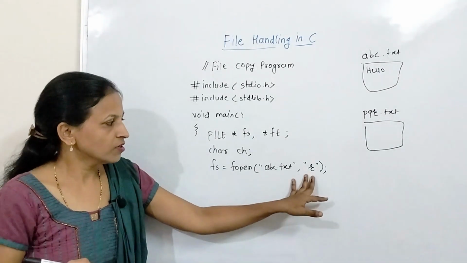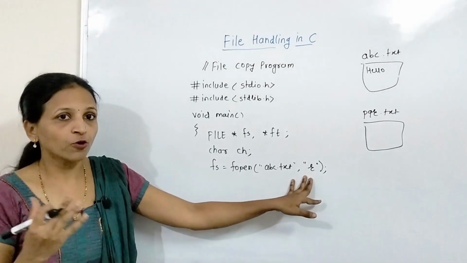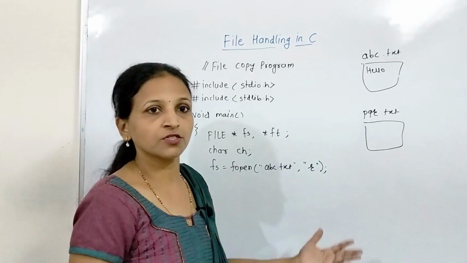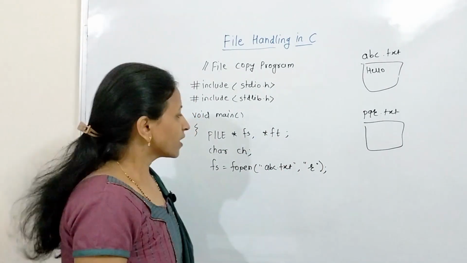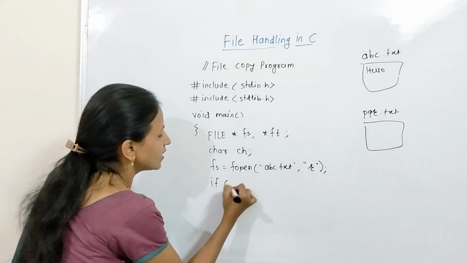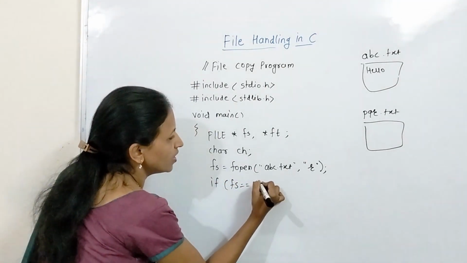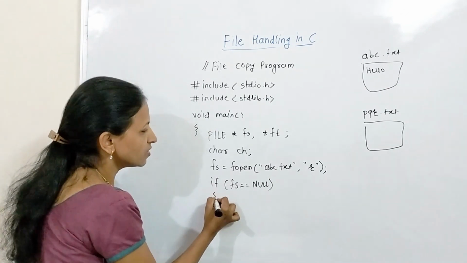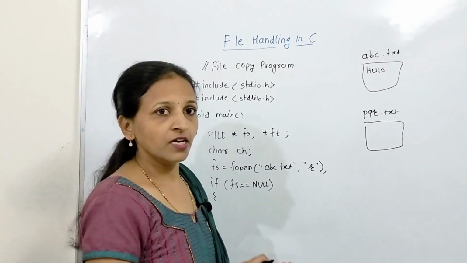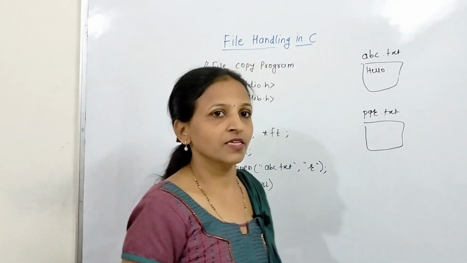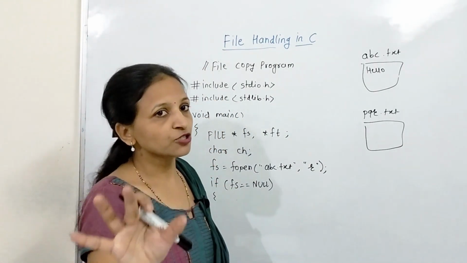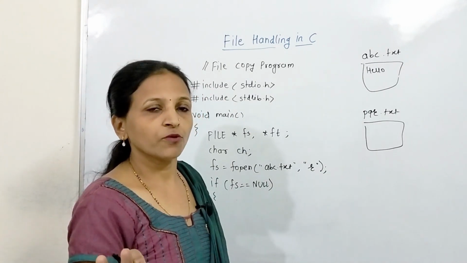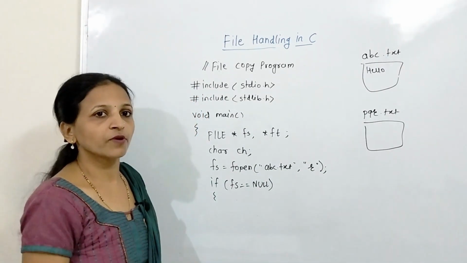Now see, if there is any problem while opening this file, if this file is not present on the hard disk, then this fopen function will return null. First we will check if fs is equal to null. Null means there is some problem, the file is not opened successfully. That message we will display to the user and stop the execution of the program. That means we will terminate the program execution.